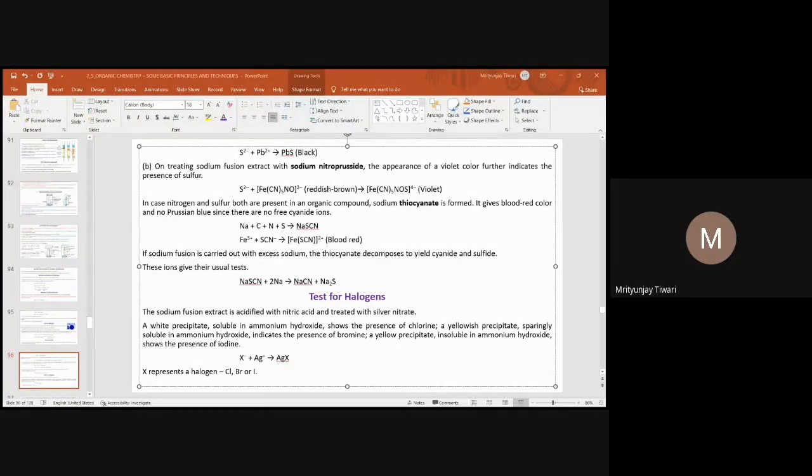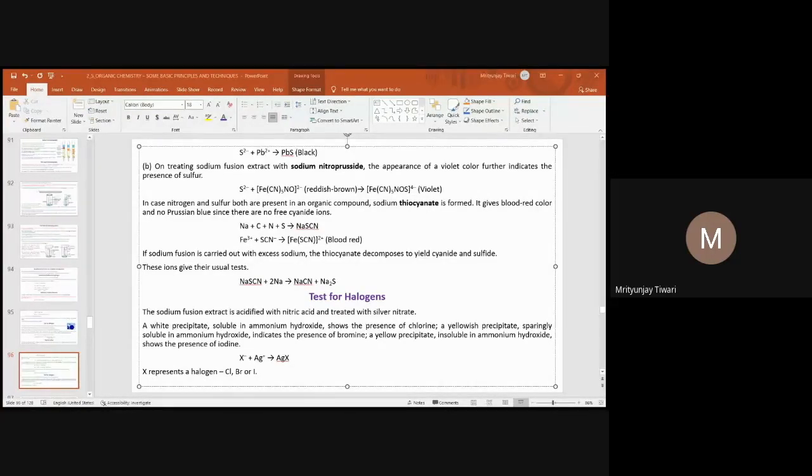Let us first look into carbon and hydrogen. Both carbon and hydrogen are estimated in one experiment. As in the qualitative analysis, where we detect carbon and hydrogen in a single experiment, here too during quantitative analysis both are estimated in one experiment. A known mass of an organic compound is taken, and to do that, what do we do?